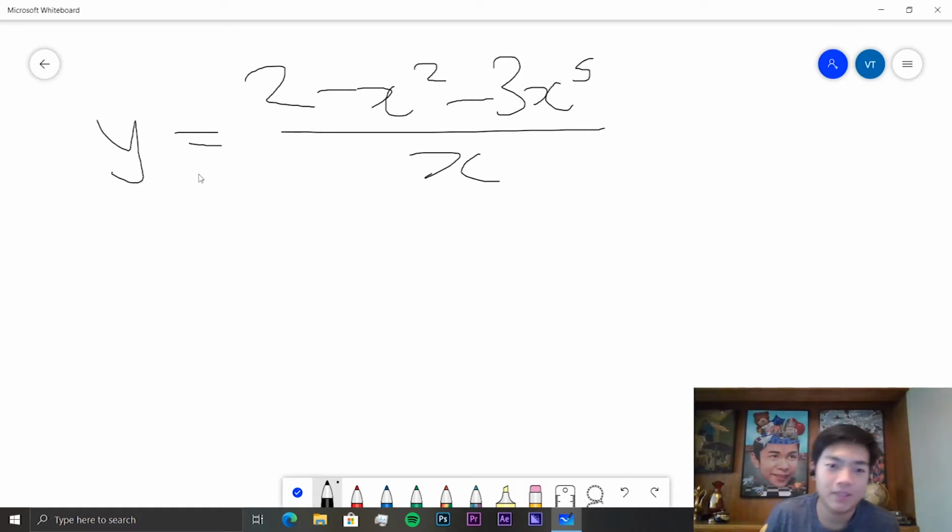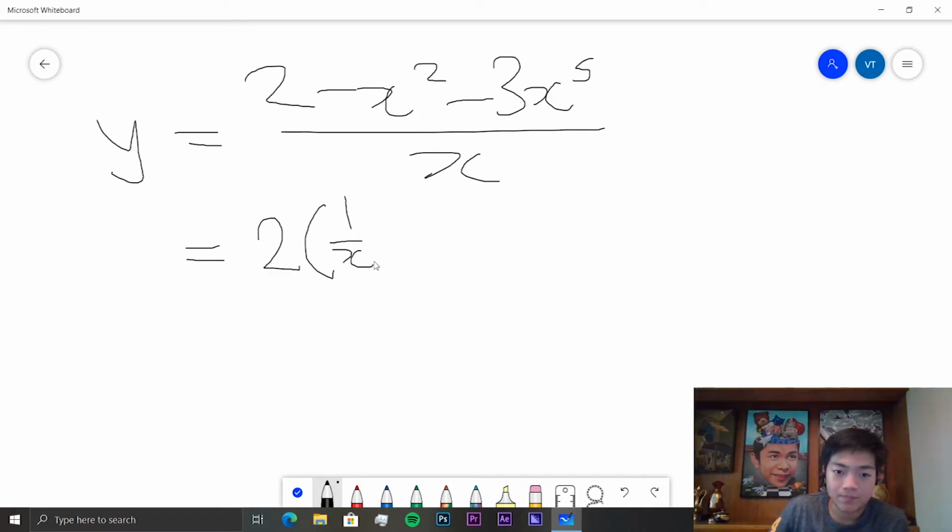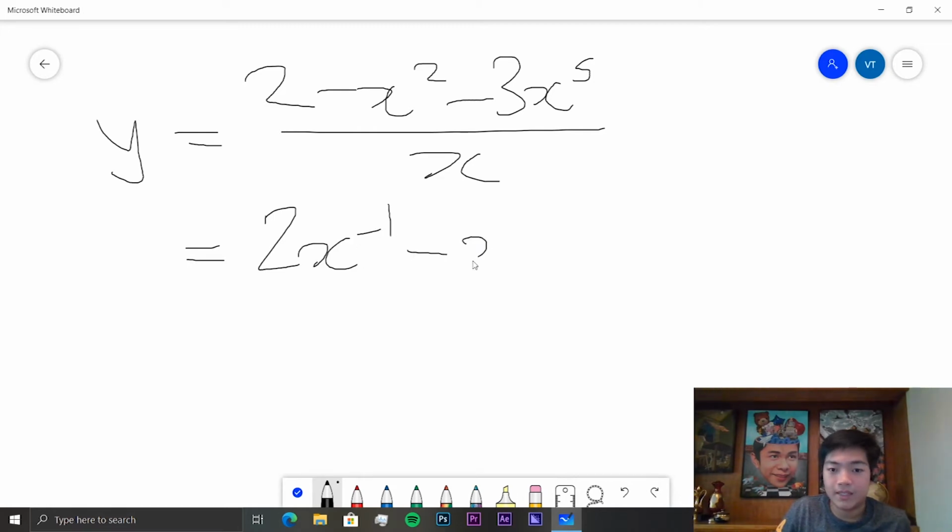What I would do in this case is this is equal to 2 times 1 over x minus... do we have to use the chain rule for this? I don't understand why we would have to use the chain rule for this. So I'm going to do it without it until I figure out why we need it. So this is simply 2x to the negative 1 minus x minus 3x to the 4.